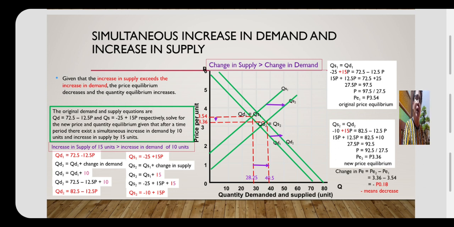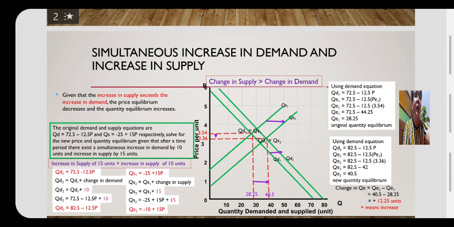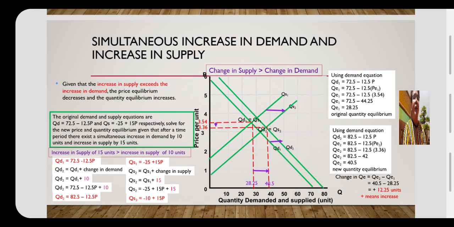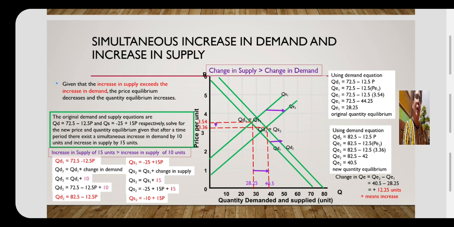The next slide will tell us of the computation of the quantity equilibrium given the same market condition. Here, the quantity equilibrium can be solved by simply using the demand equation as our reference and substituting to the P of the demand equation the value of the price equilibrium. For the original quantity equilibrium, we can use the original demand equation as our reference, and also use the computed original price equilibrium of 3.54 for P of the original demand equation.